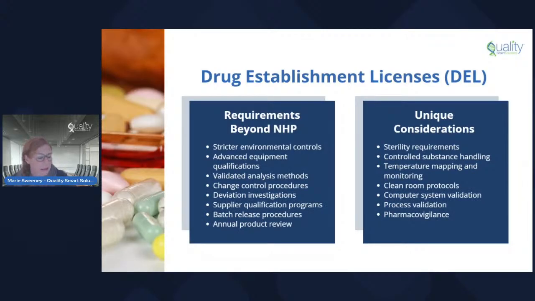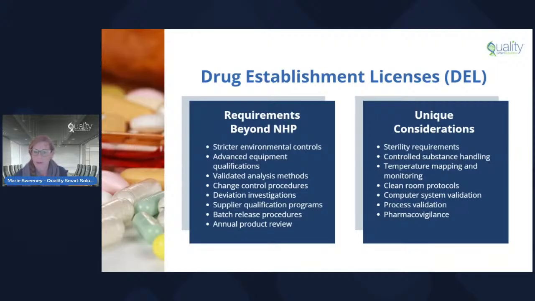All right, next, moving up a step from your requirements for NHP are your drug establishment licenses. Beyond the requirements for NHP licensing, you are also going to experience more stringent environmental controls, so implementation of classified areas, air handling systems, and great environmental monitoring systems. Then you also have advanced equipment qualifications that ensure compliance through the installation qualification, otherwise known as an IQ, operational qualifications, OQs, and performance qualifications, PQs.